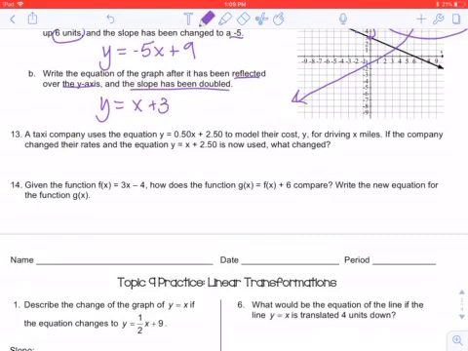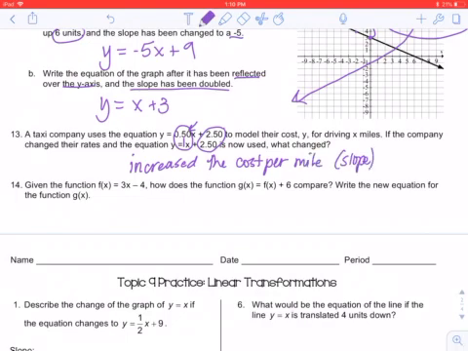A taxi company uses the equation y equals 0.50x plus 250 to model their cost y for driving x miles. If the company changed their rates and the equation y equals x plus 250 is now used, what changed? Well, the 250 stayed the same. It's the 0.50 that changed, right? Thinking about this story for this taxi company, that is going to be their mileage rate, right? So they increased, because we're going from a 0.50 to a 1, their cost per mile. In other words, their slope, right? They increased the cost per mile.